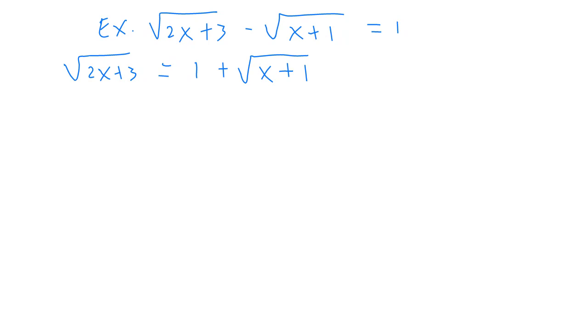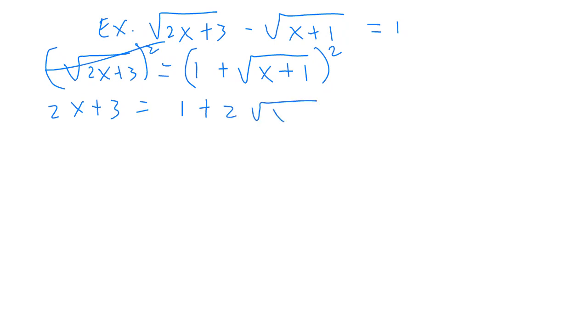And then I have to apply the square on both sides to eliminate the radical. So this one cancels out the radical sign. You'll get 2x plus 3 on the left. And then on the right side, it's a power of 2. You square that, so there's a square binomial. I'll get 1 plus 2 radical x plus 1, then plus x plus 1.